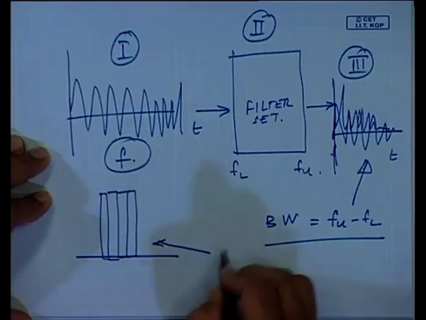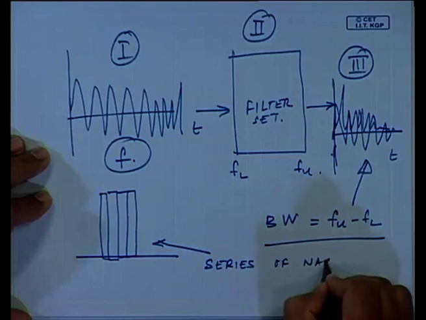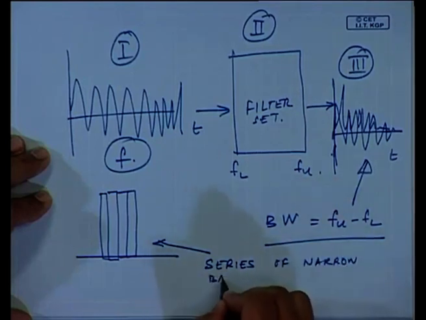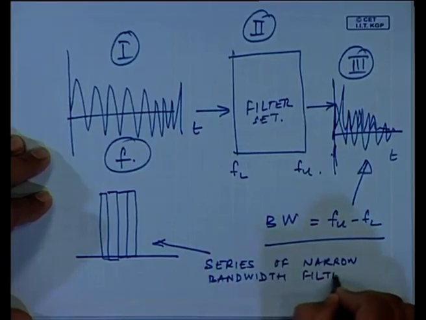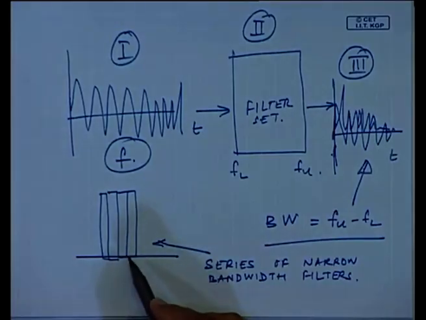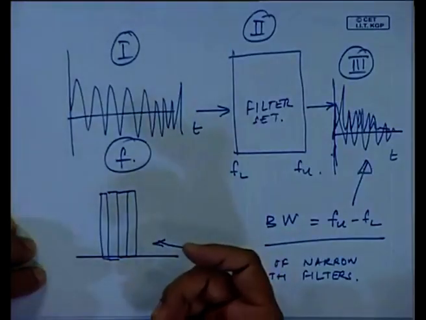So, I can put a series of narrow bandwidth filters, and if I know each one's bandwidth, I will see what are the frequencies which are present or not just by monitoring the amplitude coming out of this filter set. So, I can have a filter set wherein these bandwidths could be tuned, they could be digitally programmed, they could be operated through a software, they could be set manually. So, there are many ways by which we can do that.